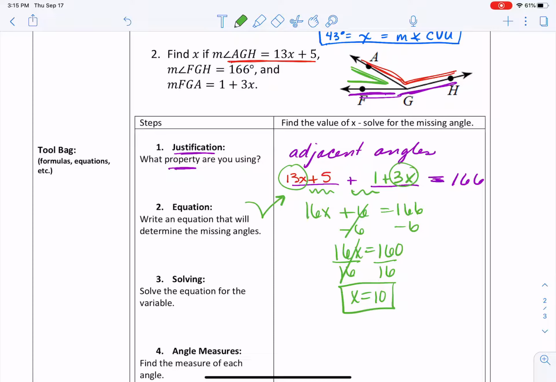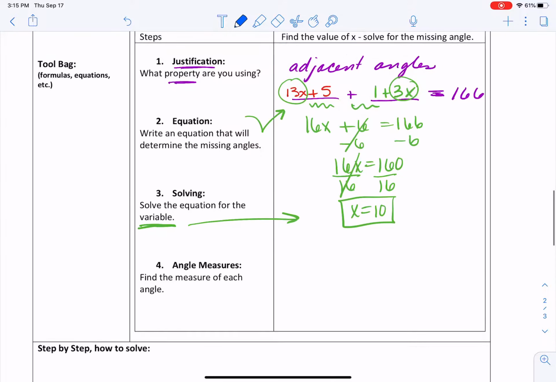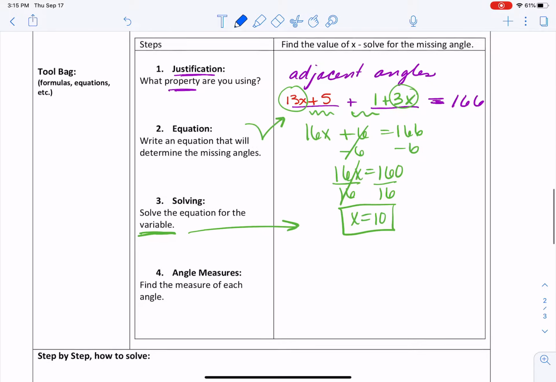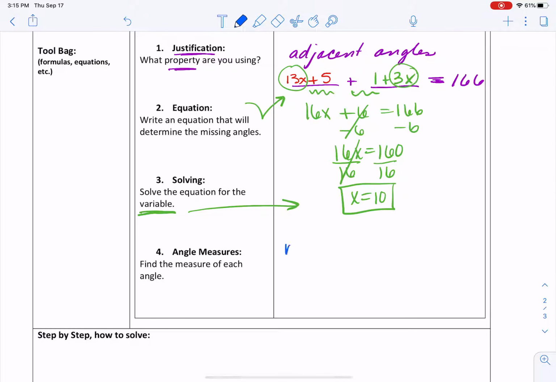Now that just tells me where I solved for the variable. That's what this is. I'm not finished yet. I have to be able to find the measure of each angle. So the measure of angle FGA was 1 plus 3x. I now know that that's 1 plus 3 times 10. That's 31 degrees.